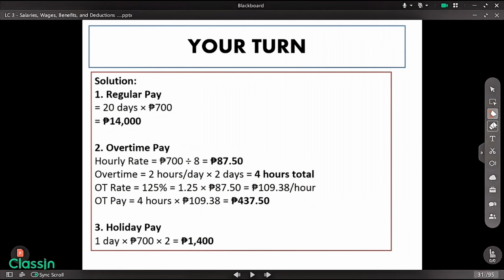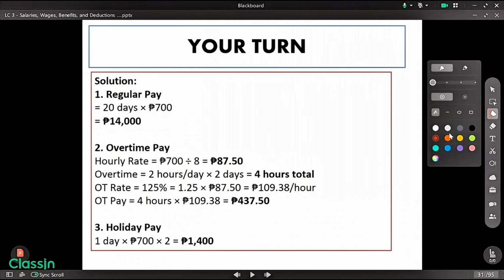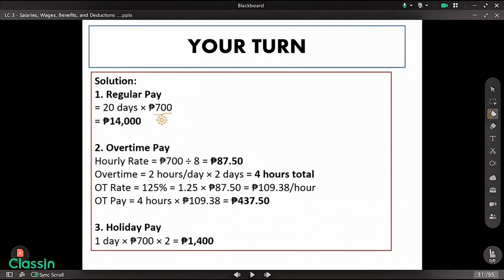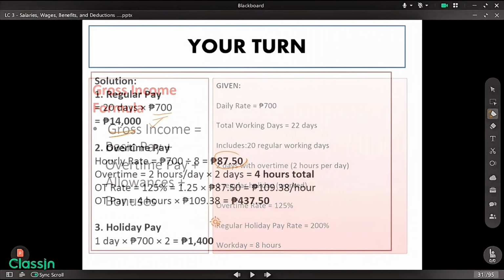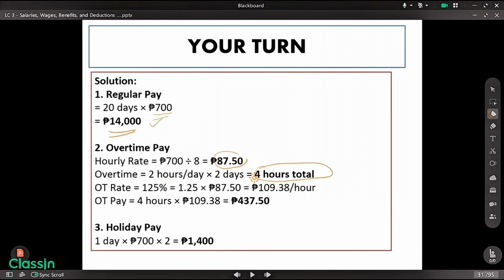So let's have first the regular pay for step 1. You work 20 days with 700 as your daily rate, so meaning you have a regular pay of 14,000 pesos. And for the overtime pay, you have an hourly rate. We can say that you have an hourly rate of 87.50. And let's say in the problem that you have 2 hours per day overtime, so in 2 days, right? Yeah. So meaning you have 4 hours overtime.